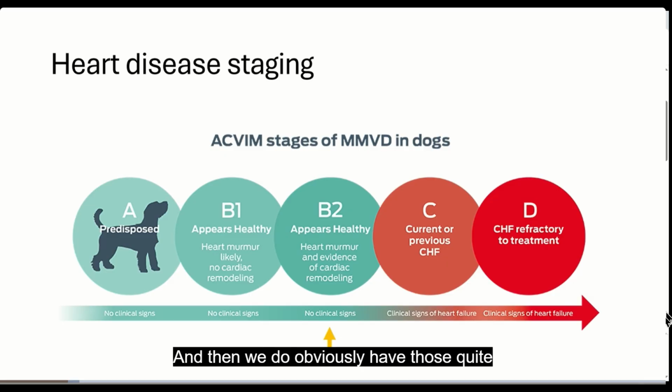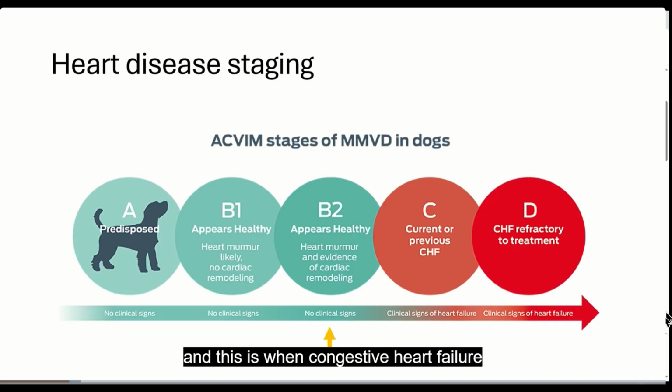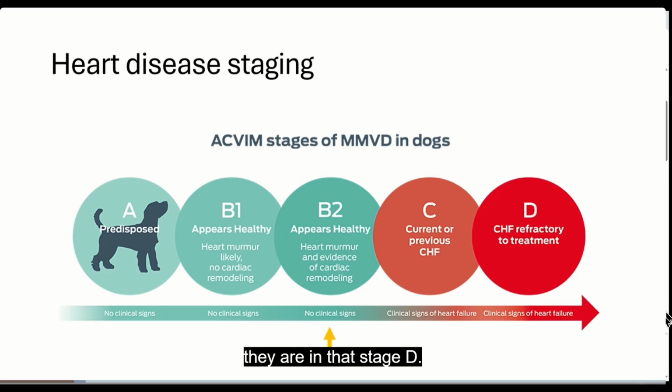And then we do obviously have those quite significant clinical signs of heart failure as well. Stage D is the last stage, and this is when congestive heart failure signs are actually refractory to treatment. So basically the drugs don't work anymore. We're giving them the usual standard quad therapy for heart failure, but it's not actually hitting the mark anymore, and it's not keeping our patients stable. Sometimes then we need to think a little bit outside the box and tweak the medications, and maybe think about different medications that we can swap in order to try and stabilize the patient again. But then they are in that stage D.